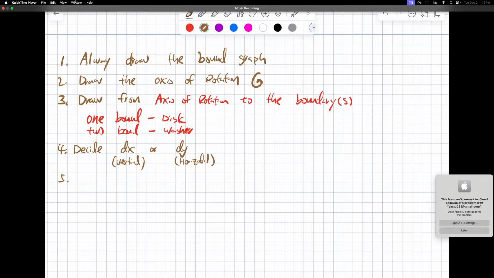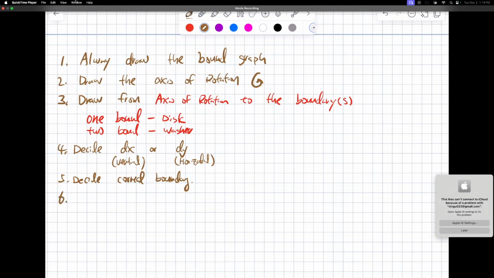5. You have to decide the correct boundaries. So sometimes it's very important. From 1 to 2 or 3 to 4, you have to figure out what a boundary is.